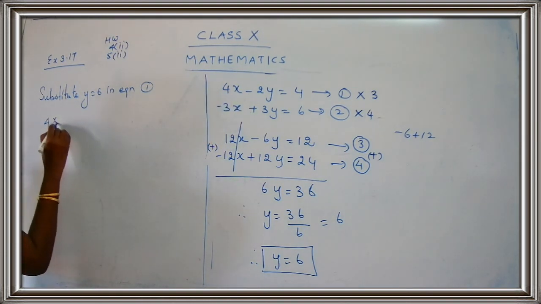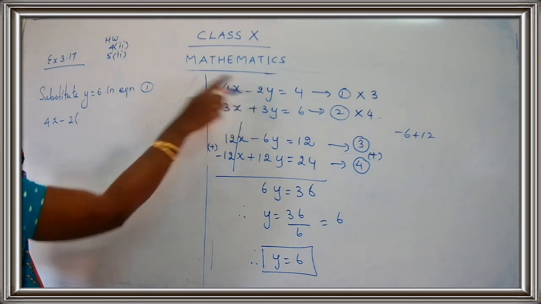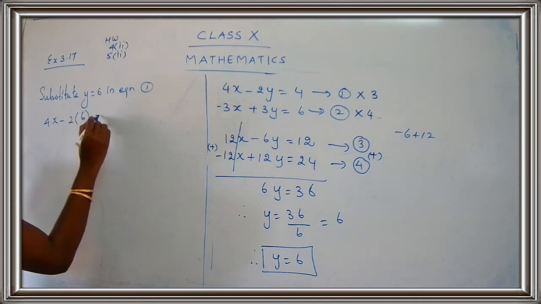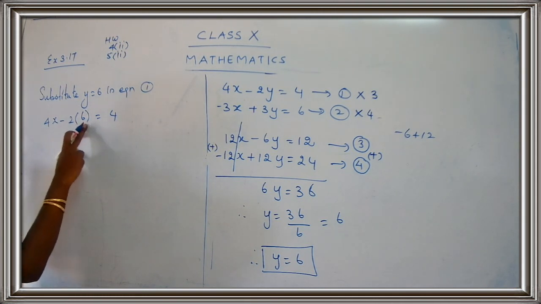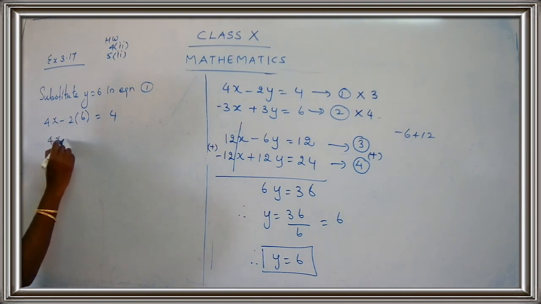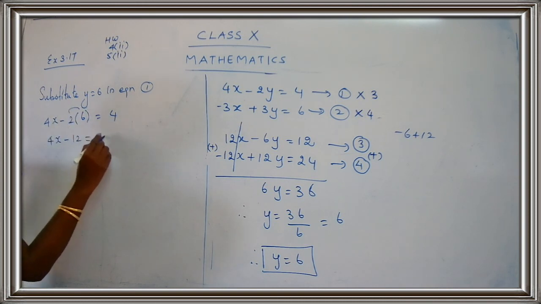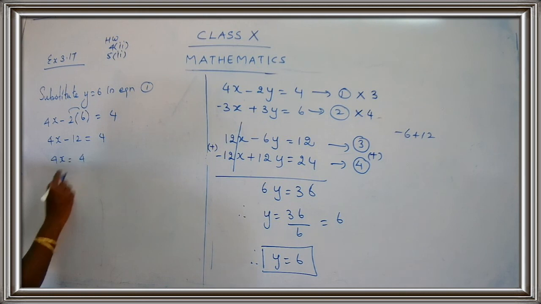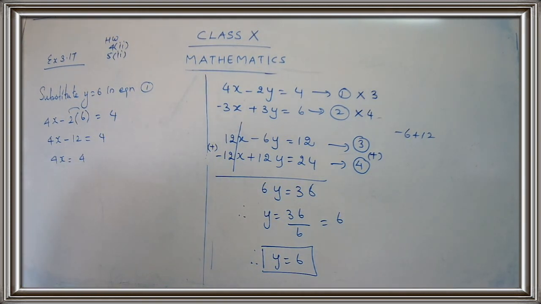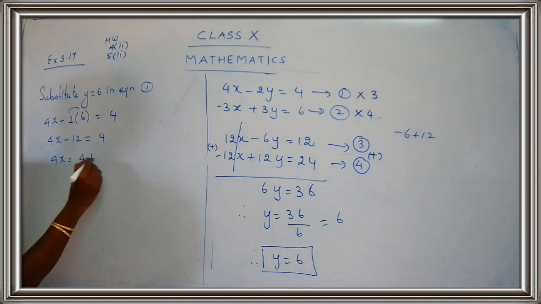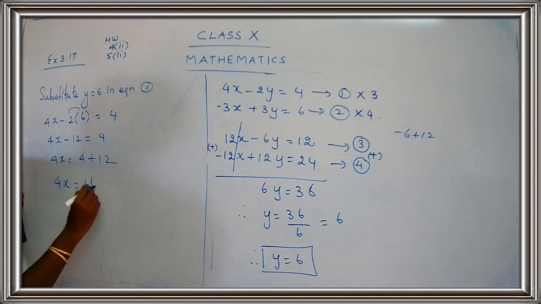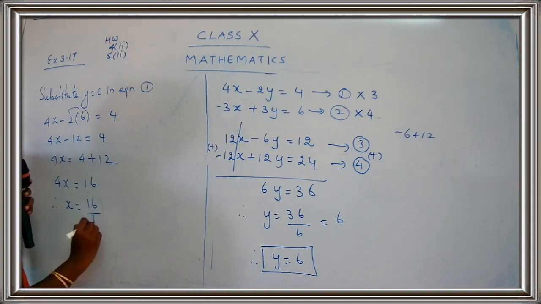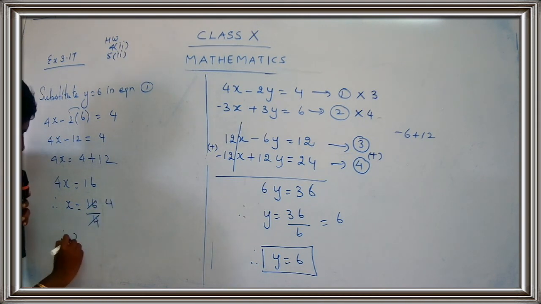So 4x minus 2y, yes. In place of y, I am going to write down 6. 4 into x minus 2 into 6 is equal to 4. 4x minus 2 sixes are 12, so 4x minus 12 is equal to 4. What do you get? The minus 12 goes to this side, yes? So plus 12. So 4x is equal to 16. x is equal to 16 upon 4. 4 fours are 16. Therefore, x is equal to 4.